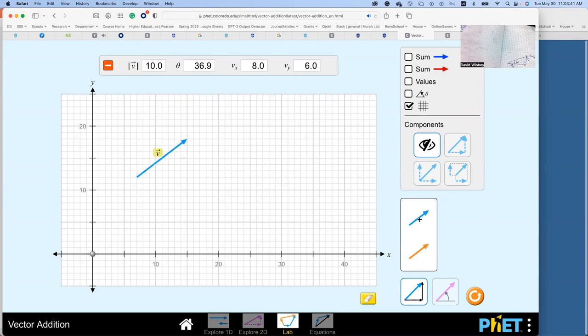So now I can put many vectors here. And I'm going to sum. I can have more than one vector. I can have 3 vectors, however many vectors you like. All right, so I'm going to delete this one. No, we can't delete it, but that's okay.